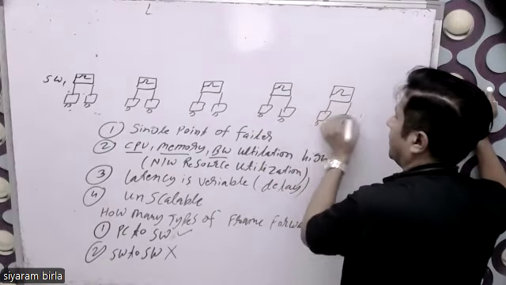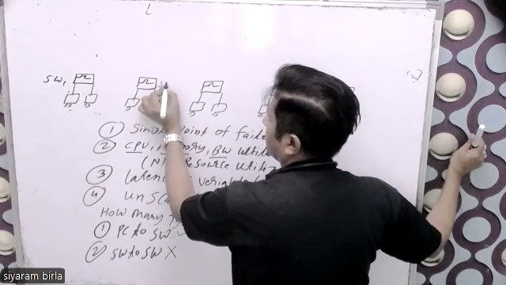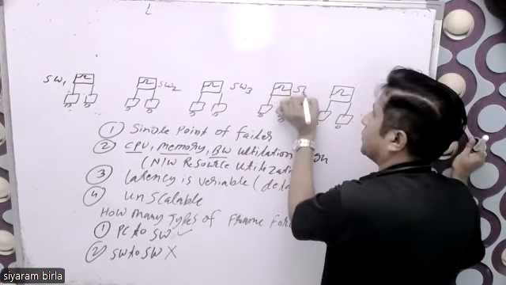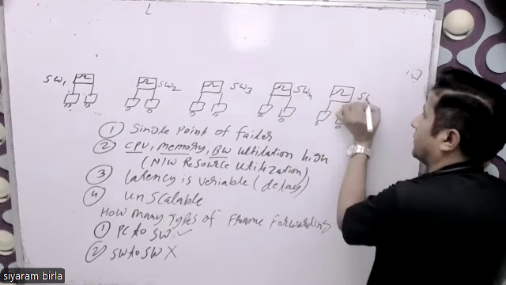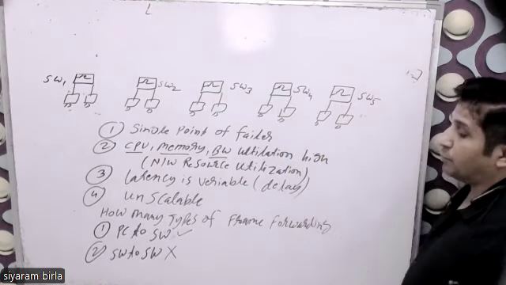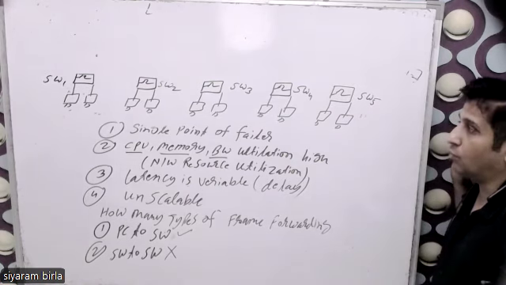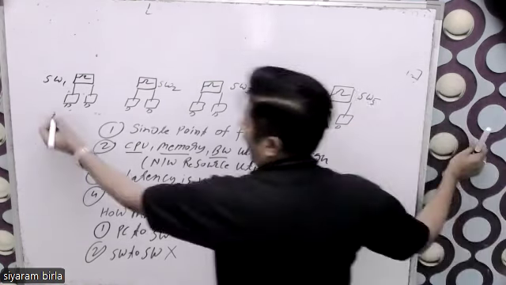To stop switch to switch forwarding, I cannot connect these switches. This is a switch, this is a switch, this is a switch. So I remove the switch to switch forwarding. So how does PC1 want to communicate? This is PC1, this is PC2, this is PCN, this is PCX.